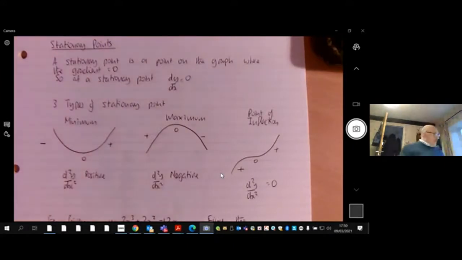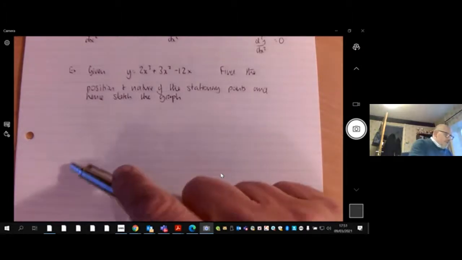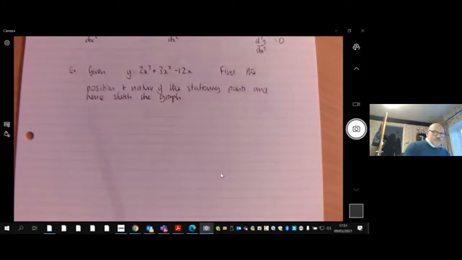Now, the last question. Given a cubic, y equals 2x cubed plus 3x squared minus 12x, find the position and nature of the stationary points. And I've put a little sting in the tail here and hence sketched the graph. Now we know it's a cubic, and you've probably done a bit of work about cubics can have two turning points. So this graph will probably have two turning points. One will be a maximum, one will be a minimum. Which is which and where are they?